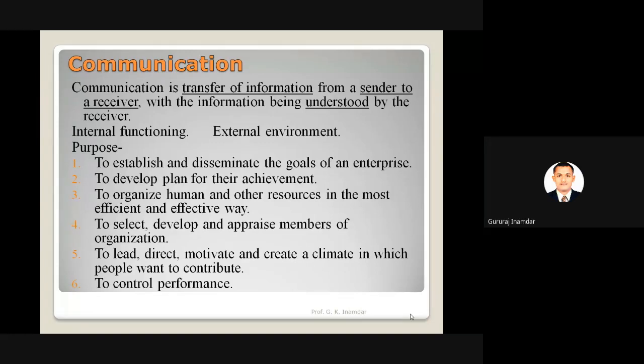To lead, direct, motivate, and create a climate in which people want to contribute. Now, what would have happened if someone couldn't speak? That would be very difficult. To lead and to direct are due only to communication. All things happen due to communication only. Why? Because we are sending messages from one person to another through communication. So this is important.